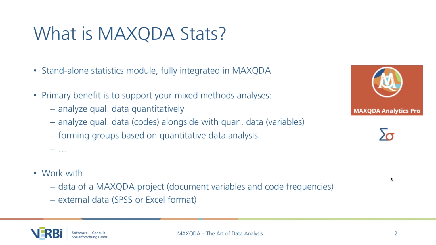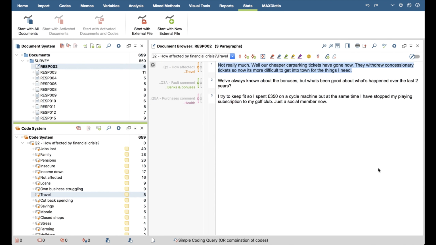You can work either with the data of a MAXQDA project, the document variables and the code frequencies, or you can work with external data that is in SPSS or Excel format. So let's have a look at MAXQDA. If you have a license called MAXQDA Analytics Pro, you see that there is a new tab here between the reports and the MAXQDA tab, and it's called Stats. It allows you to start the module, start with all documents or with an external file.